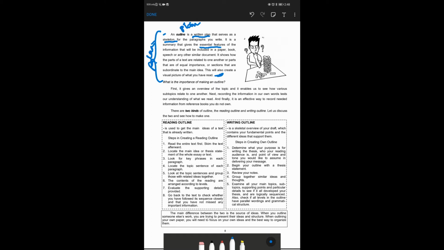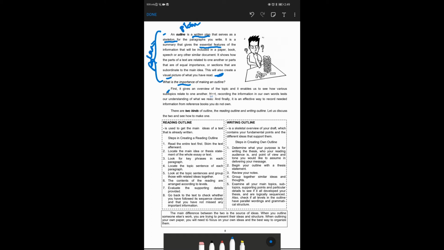So what's the importance of making an outline? First, it gives an overview. Sabi nga natin kanina, diba, it gives a visual picture. It gives an overview. Nakikita mo agad kung ano yung topic. And it enables you to see how various subtopics relate to one another. So, paano bang ang relationship ng mga ideas dun sa may paragraph mo? So, makikita mo yun using an outline.